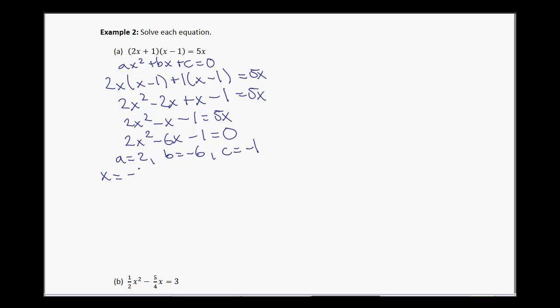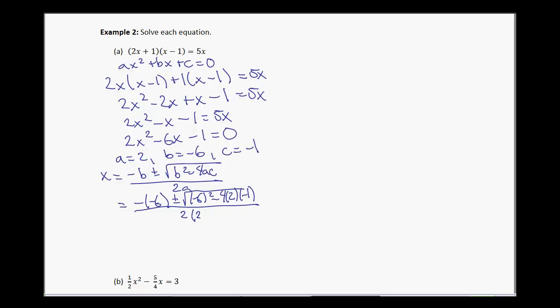Our formula: x equals negative b plus or minus the square root of b squared minus 4ac, divided by 2a. Plugging in, we get negative times negative 6 plus or minus the square root of negative 6 all squared minus 4 times 2 times negative 1, all divided by 2 times 2. Simplifying, we get 6 plus or minus the square root of 36 plus 8, all divided by 4. Simplifying, we get 6 plus or minus the square root of 44, all divided by 4.